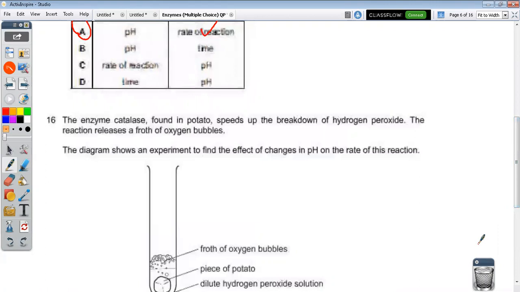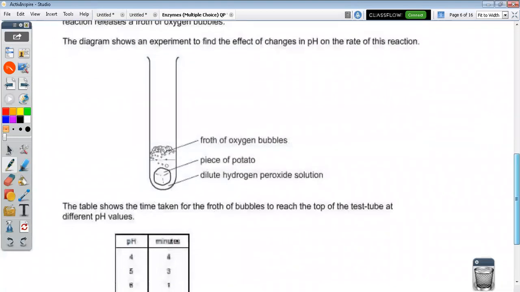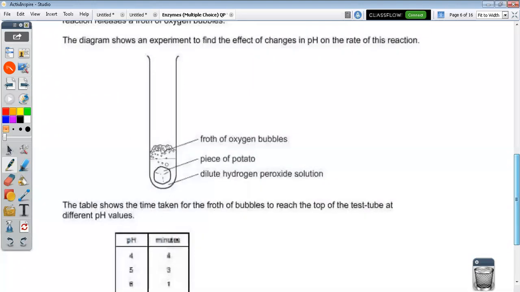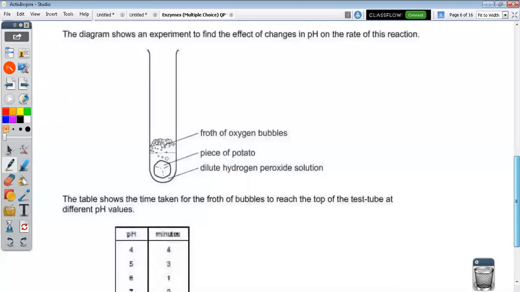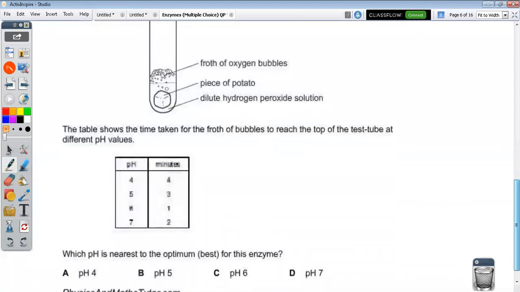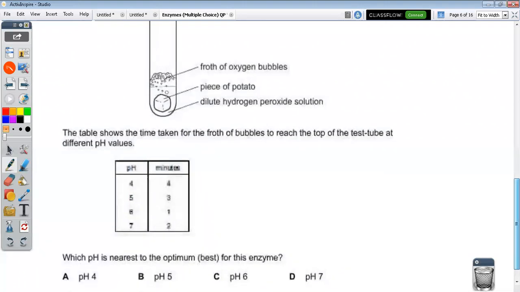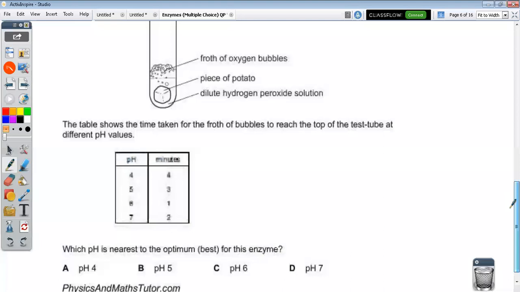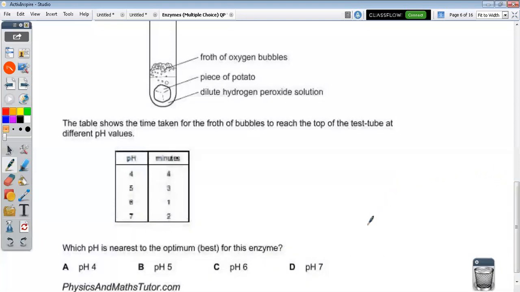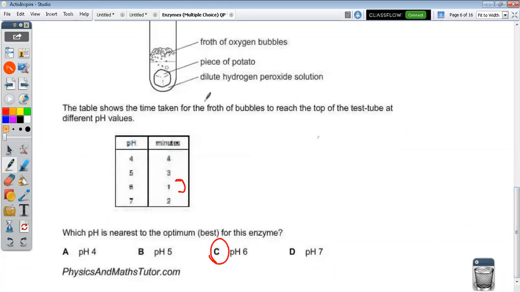Now, enzyme catalysis is the same. The diagram shows the experiment to investigate the effect of changes in the pH of this reaction. The table shows you the time taken for the froth of the bubbles to reach the top. Okay, a different pH. A different pH. The time taken. So which one takes less time? This one. So if it takes less time, it means that's where the reaction is what? Is faster. That's all there.